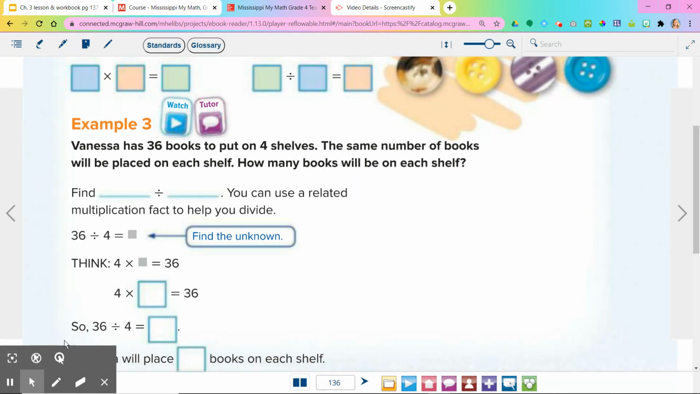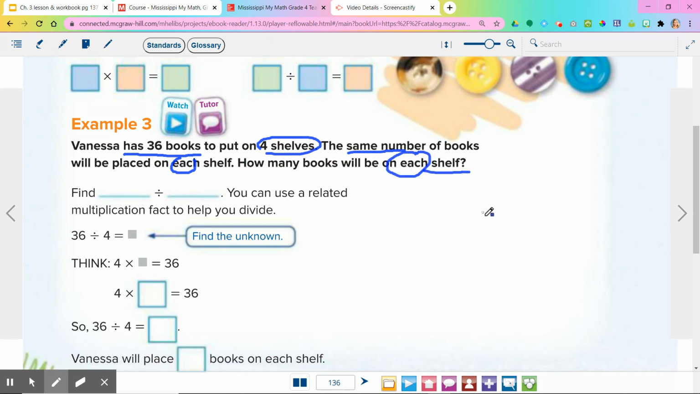Okay, so Vanessa has 36 books. So we know Vanessa's total. She has 36 books to put on 4 shelves. The same number of books will be placed on each shelf. How many books will be on each shelf? So again, we see that word each, which is signaling that we're probably going to have to multiply or divide.